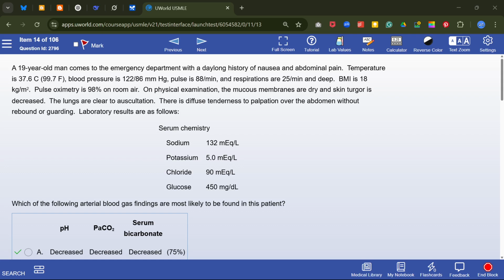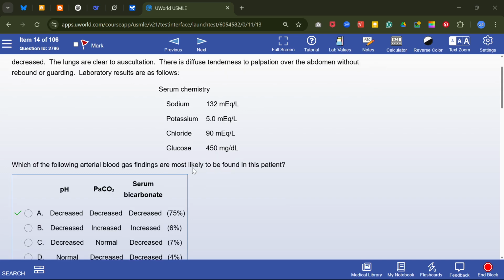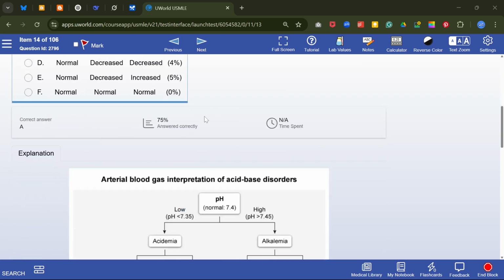So in DKA, pH is low, PaCO2 is low, bicarbonate is also low. In metabolic acidosis, pH is low, PCO2 is low, and bicarbonate is low. It is diagnosed according to the stem. As the glucose is more than 450, it looks like DKA.